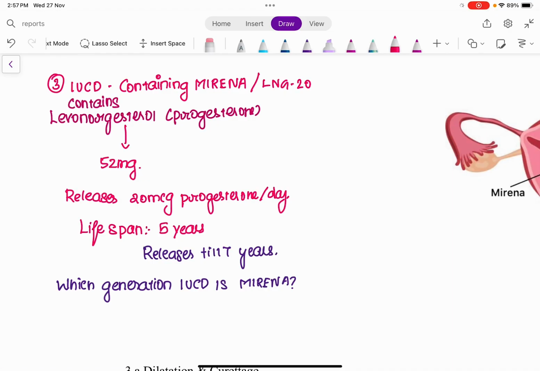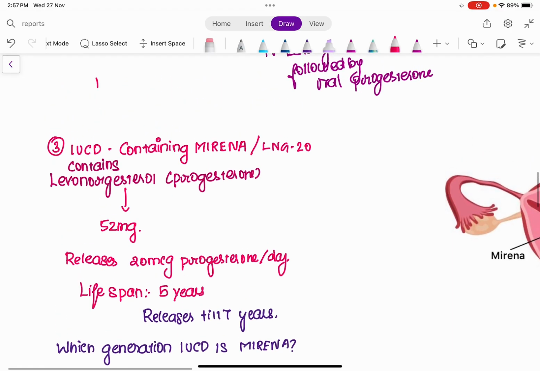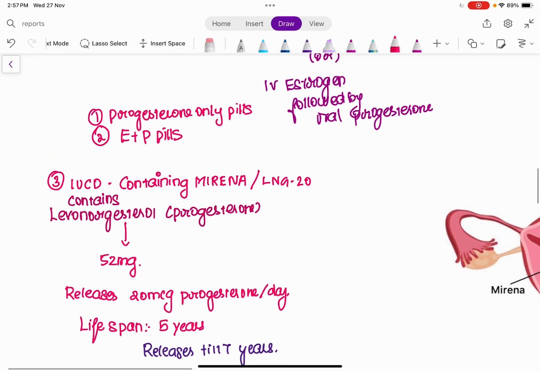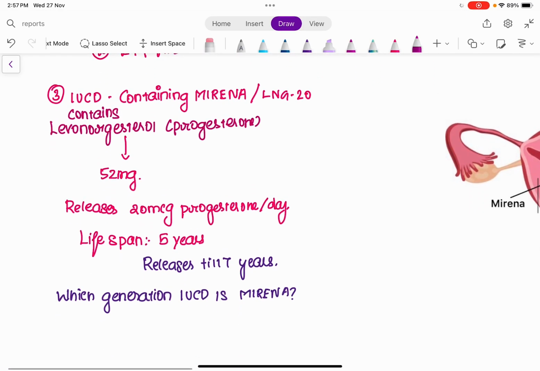So now we are going to deal with the third part, which is the hormonal. First we discussed the progesterone only pills. Second was estrogen plus progesterone pills. And the third one is going to be the intrauterine contraceptive device, which is going to contain progesterone. So a progesterone containing intrauterine contraceptive device.